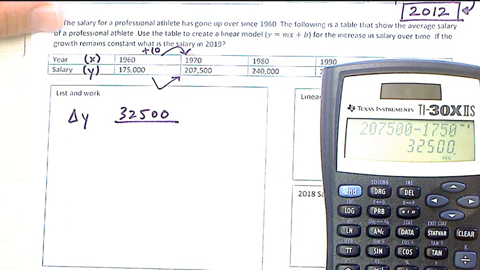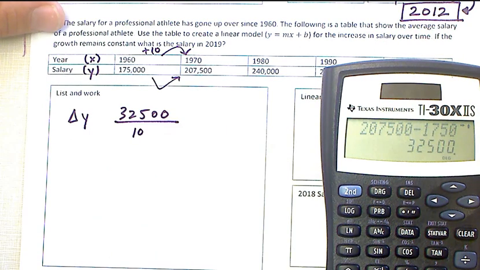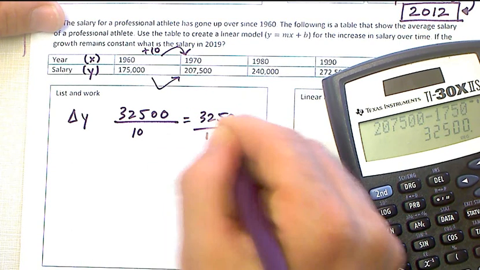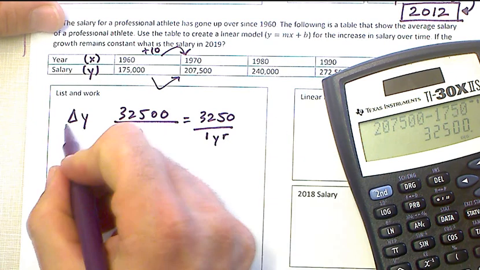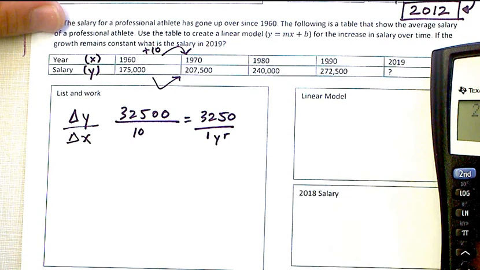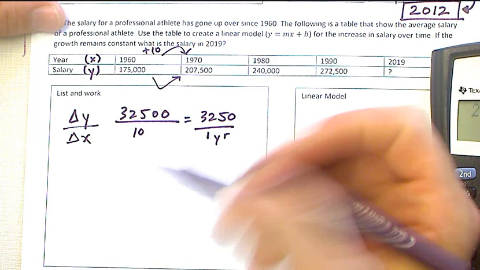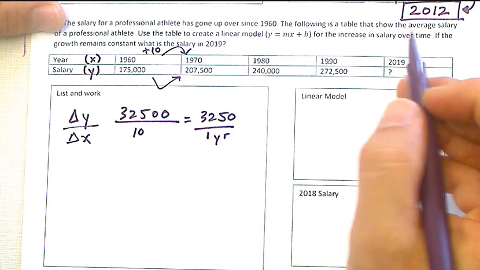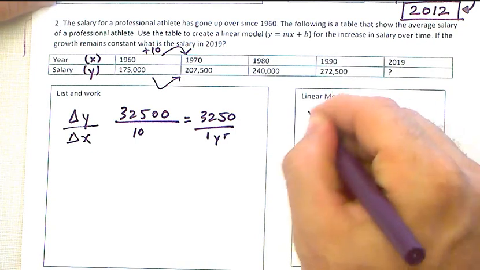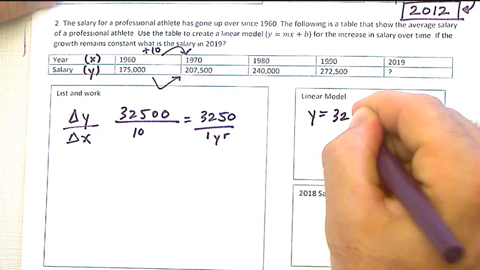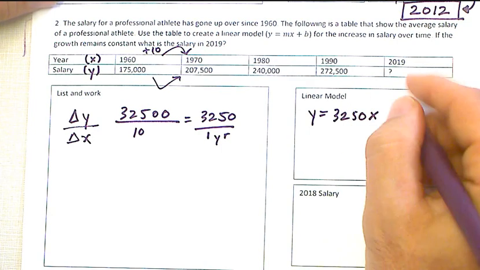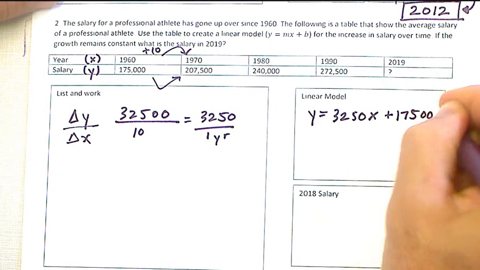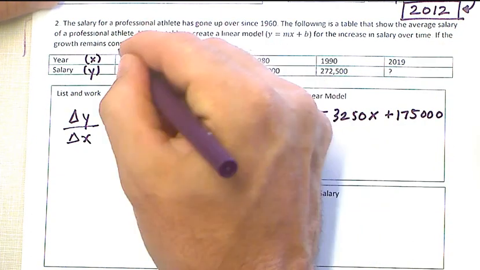And then that's for every 10 years, so that means it's 3,250 per year. Right? And that's just doing the change in y and change of x. Now, whatever your change is, that's your slope. So when I make a linear model, I say, okay, y is equal to 32.5 times x plus the original salary. So what is the salary at year 0?